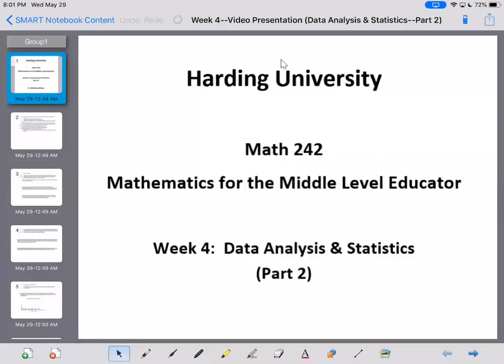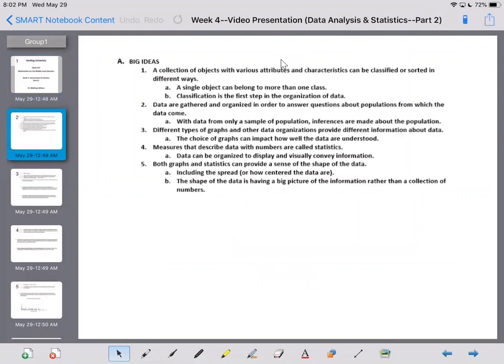So this is week 4 of our data analysis and statistics and part 2 of our video series. So we're going to look at some different activities with 7th grade and 8th grade standards. And if we look at the big ideas, just different ways that we can collect data. So we'll look at determining whether a collection of data comes from a sample or whether it comes from a population.